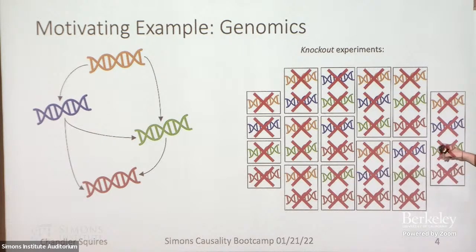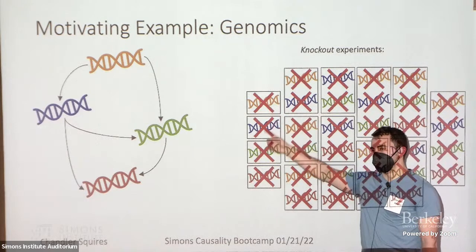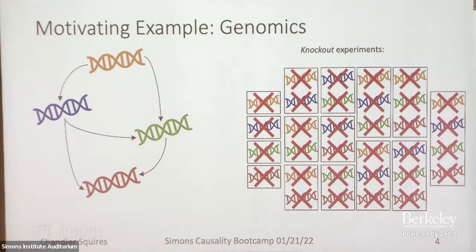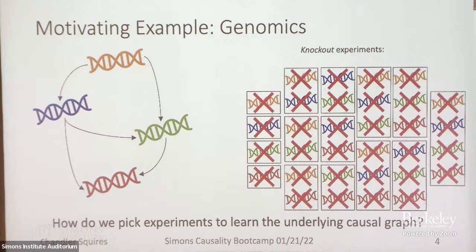And here we have these 4 genes. You could have 2 to the 4 different experiments if your only ability is to intervene and knock something out. So you could do any of the single gene experiments, or any of the 2 gene experiments, or 3 gene experiments, or 4 gene experiments. So this is the most general setup. And the question we'll be asking ourselves is, how do we pick experiments to learn the underlying causal graph?